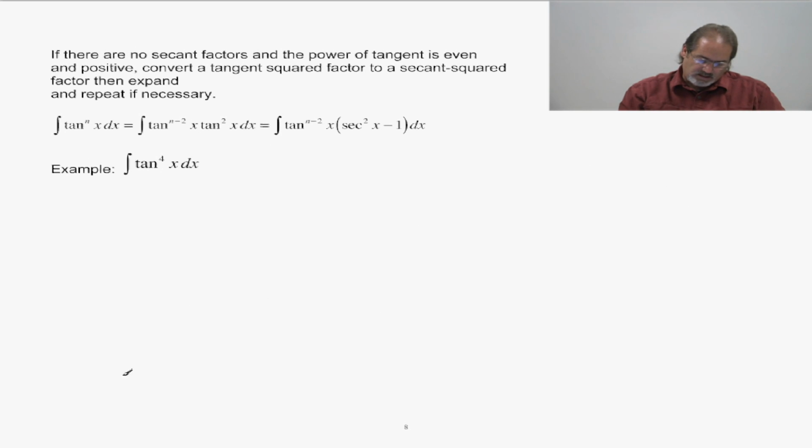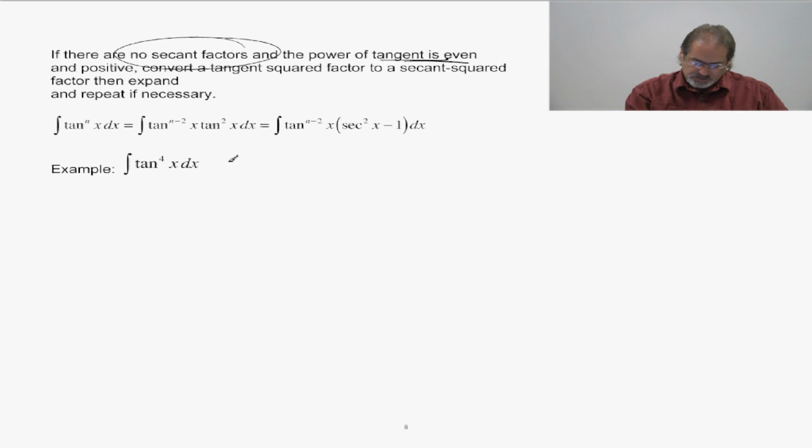Okay, let's see what's next here. If there are no secant factors and the power of tangent is even and positive, I want to convert a tangent squared into a secant squared, and then factor and expand and repeat as I need to. In other words, all I have is tangents. I didn't have the necessary secants. I'm going to make some secants and see what happens.